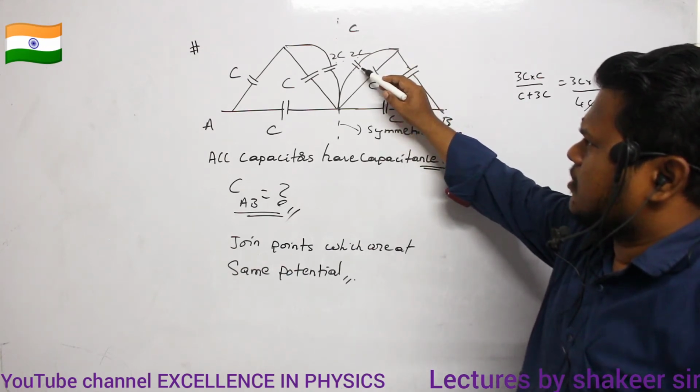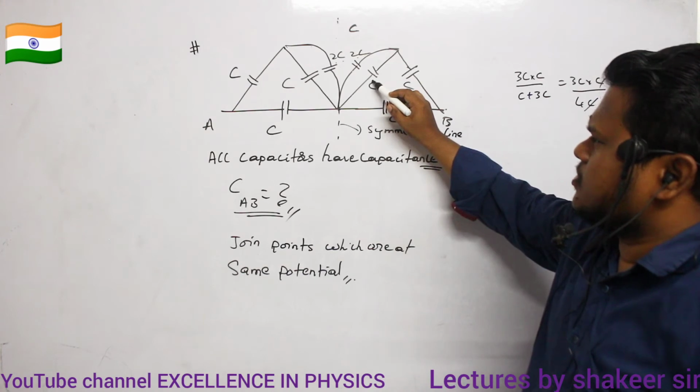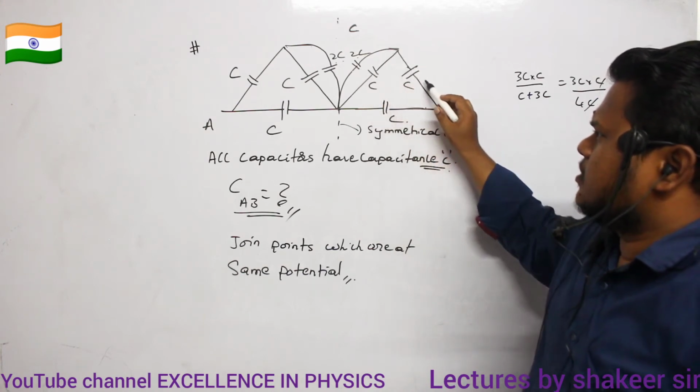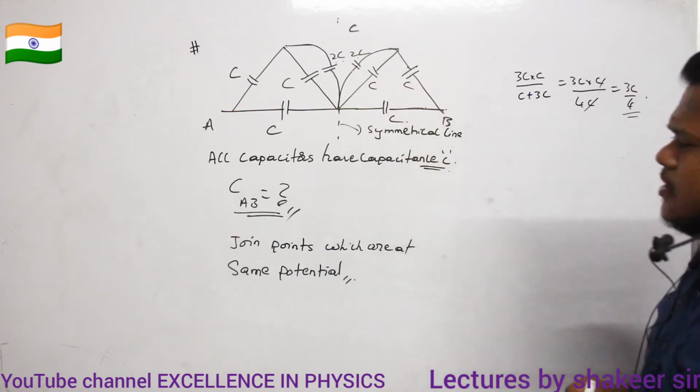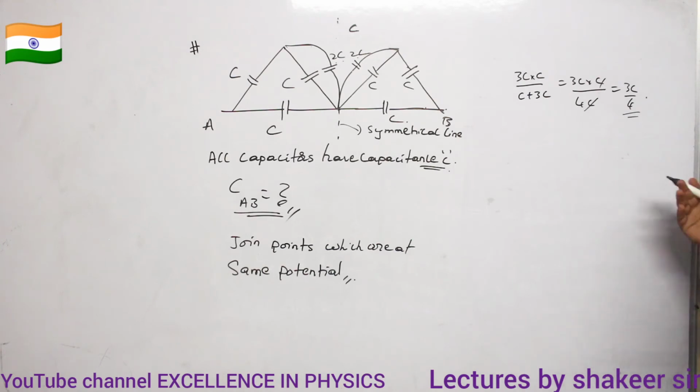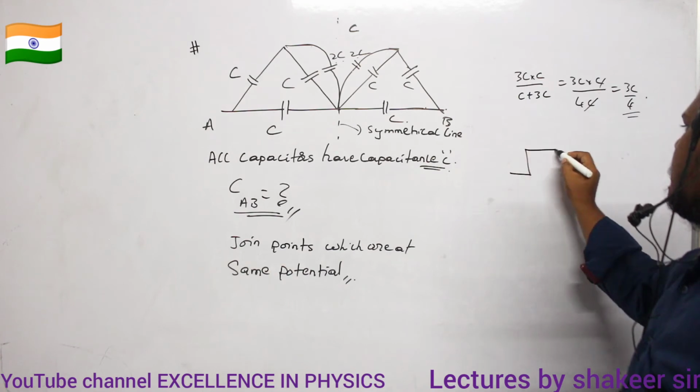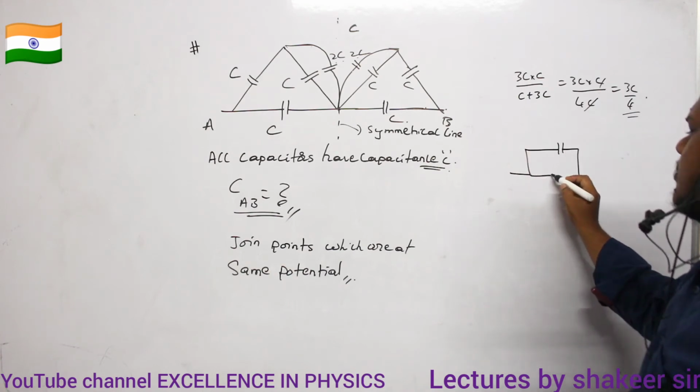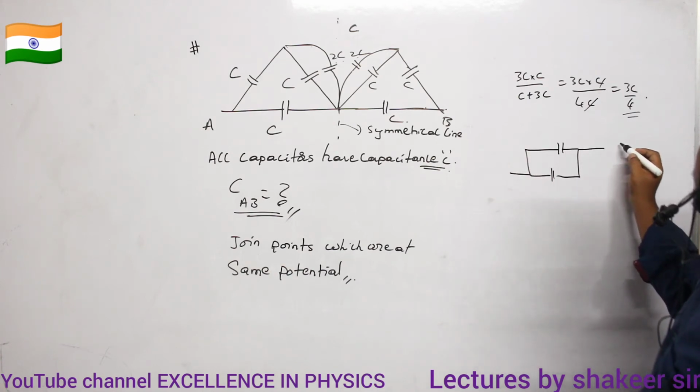So here also what can I write? 2C and 2C, which is equal to 3C... 3C and this capacitance is C. They are connected in series connection. So again it is 3C divided by 4. So what is the equivalent circuit I can draw here? I can draw it like this. Clear?